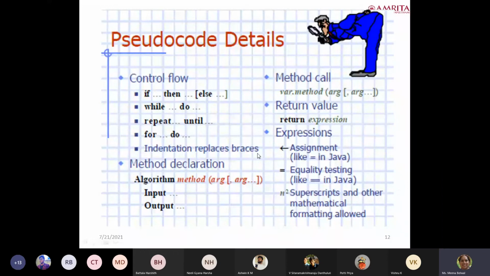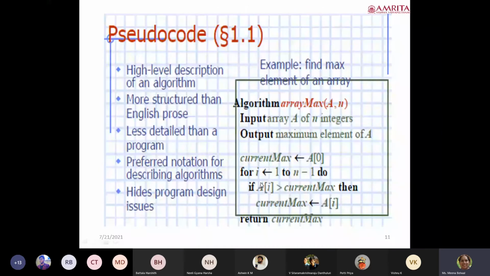Okay, and whenever you want to declare a method, method declaration happens like this. Okay, you are saying algorithm, method name, and then you write various arguments here. This is how you do it. See, algorithm array max. Okay, so this is basically a method, right? Algorithm array max. It's a method to find the maximum element of an array. So that is how you mention it.